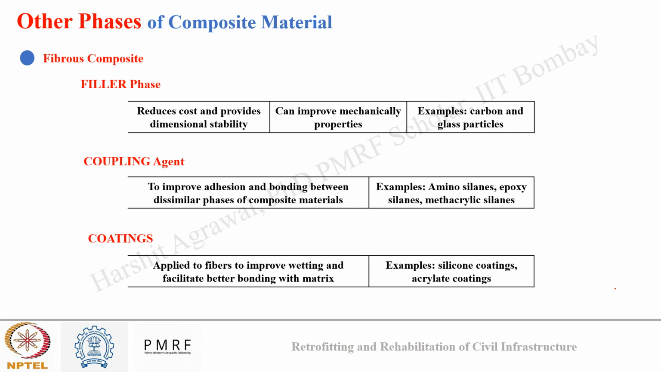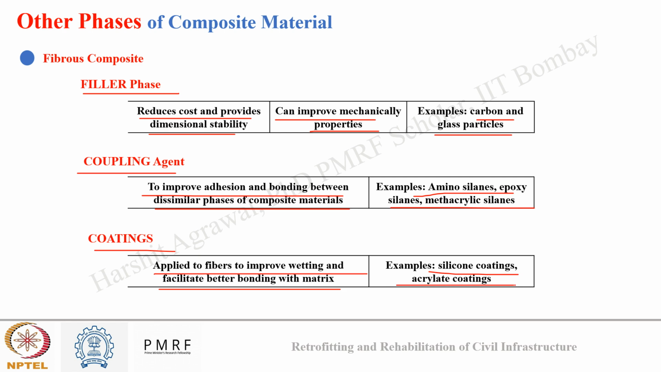Apart from these two main components, fibers and polymers, there can be additional components that play an important role in FRPC. These are filler phase, which reduces cost and provides dimensional stability, and can improve the mechanical properties also. Examples are carbon and glass material. There are coupling agents, which improve the adhesion and bonding between dissimilar phases, fibers and matrix. Examples are aminosilanes, epoxysilanes, and methacrylic silanes. And there can be coatings applied to fiber to improve wetting and facilitate better bonding along with the coupling agent. These can be silicone coatings and acrylic coatings.